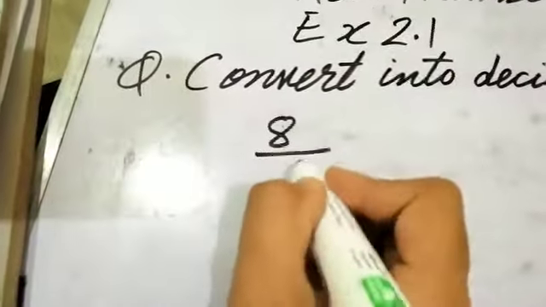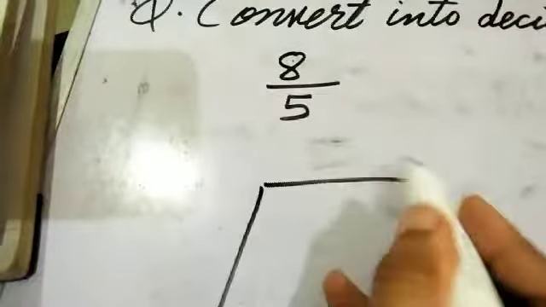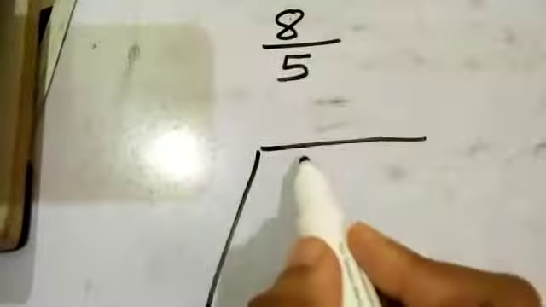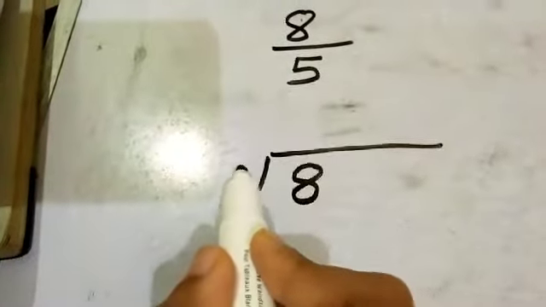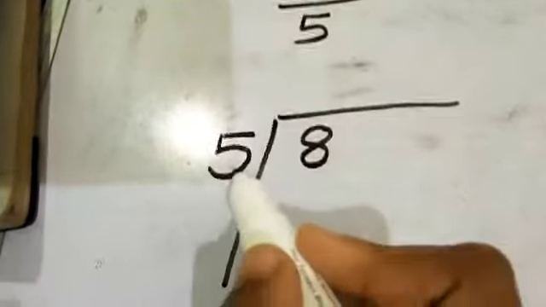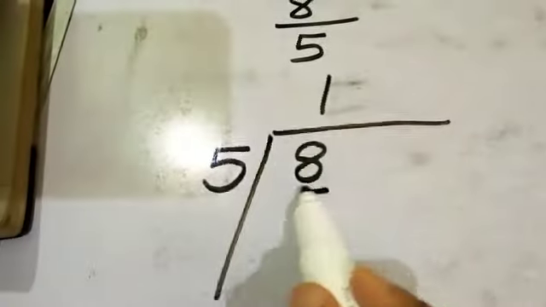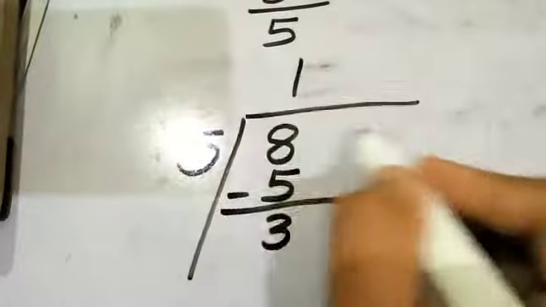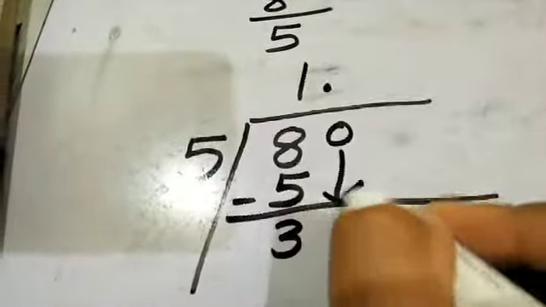Now the next question is 8 over 5. See, now the numerator is bigger than the denominator, but you have to write your numerator inside the hut and the denominator outside the hut. Read the times table. 5 1 time 5. 8 minus 5 is 3. There is no more value, so put the decimal and write the 0.